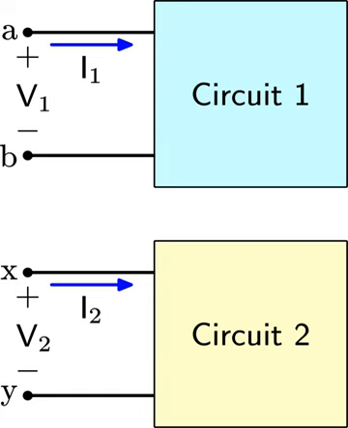Topic: mesh analysis. Mesh: a loop that does not contain an inner loop. 1. Count the number of window panes in the circuit. Assign a mesh current to each window pane. 2. Write a KVL equation for every mesh whose current is unknown. 3. Solve the resulting equations.